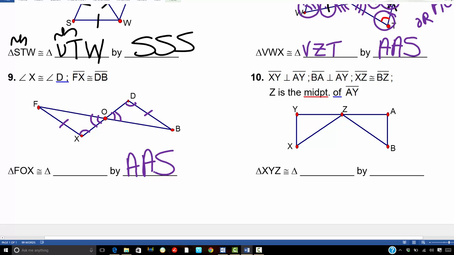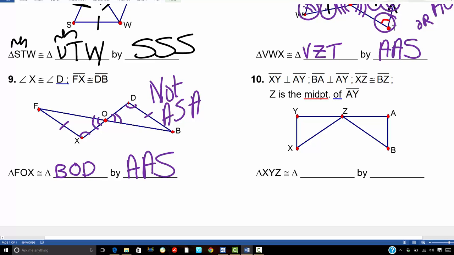So now you should see those two triangles are congruent by angle, angle, side. It's not ASA. This is not angle, side, angle. Because the side they give us is not the included side. Like this would have to be the side they give us if it's going to be angle, side, angle. So triangle FOX, F-O-X, should be congruent to triangle B-O-D by A-A-S. Try number 10.